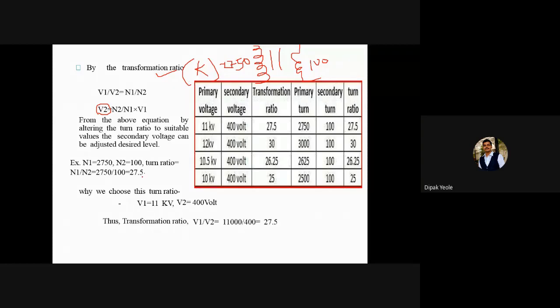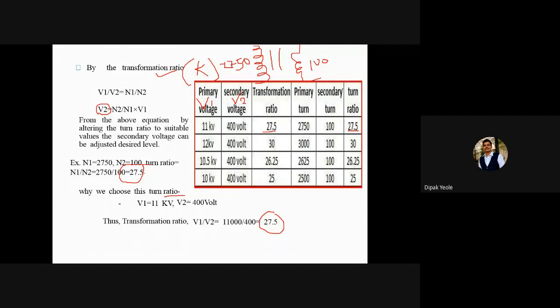Now, why do we have to choose this turns ratio? Let's say primary voltage is V1, which is 11 kilovolt. For the 11 kilovolt, we have to use the secondary voltage as 400 volt. Why? Because we have to maintain the transformation ratio as 27.5, which is the same as this. It means if we are placing 11 kilovolt for primary voltage, obviously the secondary voltage must be 400 volt, so as to keep the transformation ratio same as per the turns ratio.